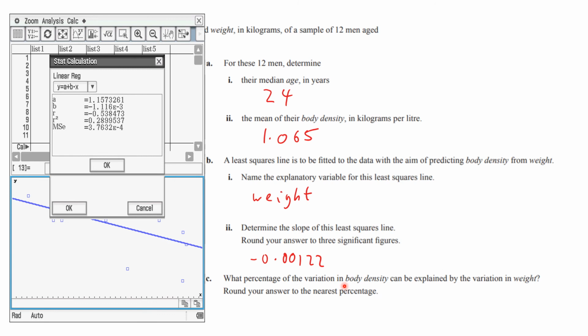And then after you pressed OK, something goes, oh, hang on a minute, you need to find what percentage of the variation can be explained by variation in weight. That's code for what is r squared. Remember, r squared is always a percentage, and it does say round your answer to the nearest percentage. So our r squared value is here, and you've got to times that by 100. So it is 0.2899537 times 100. You should be able to see that you're just going to move it 1, 2 decimal places, round it off, 29%. Please don't be the person who can't round.